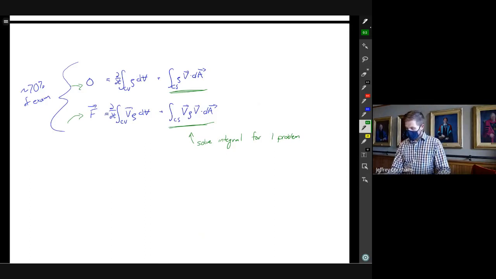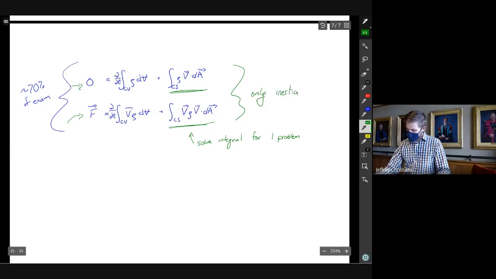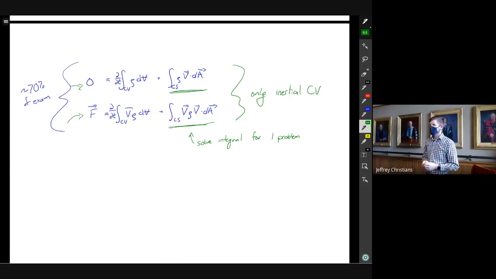These are only inertial control volumes. So we're not going to do anything with an accelerating control volume. Only stationary or moving at constant velocity.